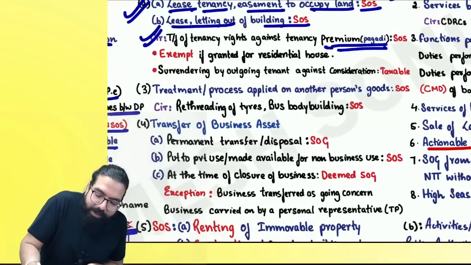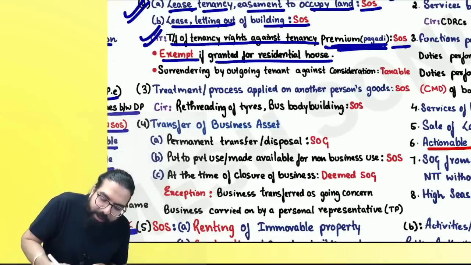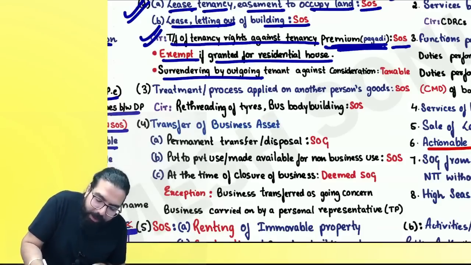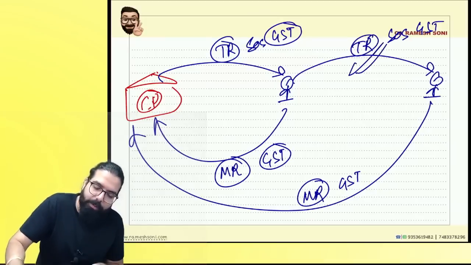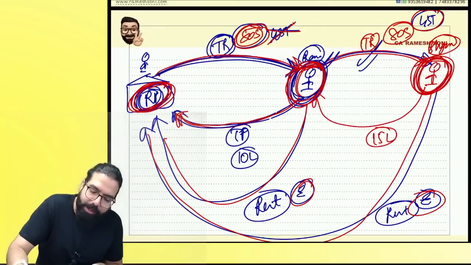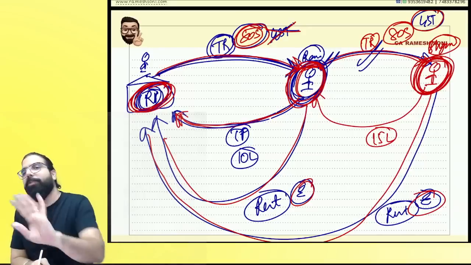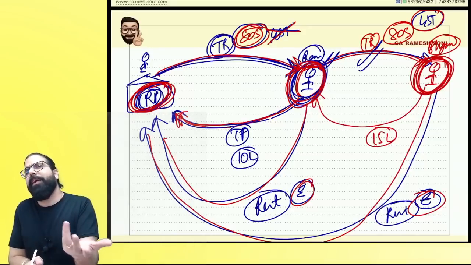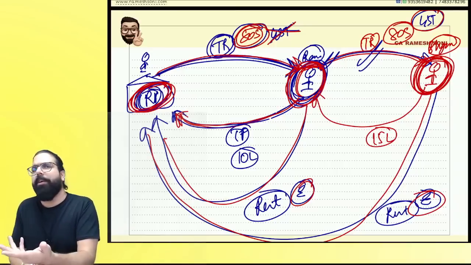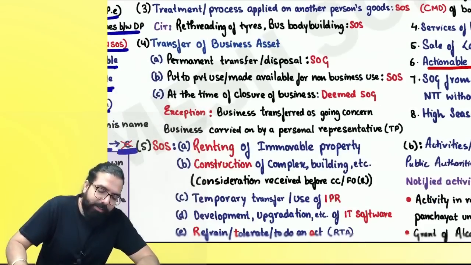Transferring of tenancy right against tenancy premium is a supply of service, exempted if granted for residential property, but surrendering by the outgoing tenant against consideration will always be taxable. Always remember, when the outgoing tenant is transferring it back to you, or he's surrendering, or is transferring to someone else, always GST will come. Monthly rent, if it is residential property, exempted. Commercial property, taxable. Chalo.